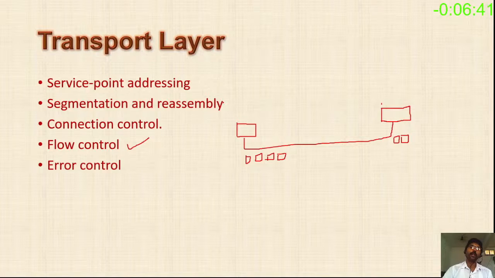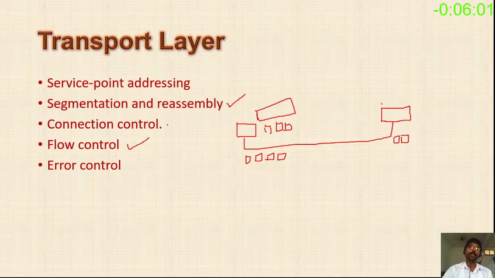The next job is segmentation. Segmentation means the data contains a large message, and it is converted into small messages called segments and sent to the destination. The ordering is also managed by the transport layer. It should reach in the proper order, which means a sequence number is given to each of these segments. That is called segmentation and reassembly.